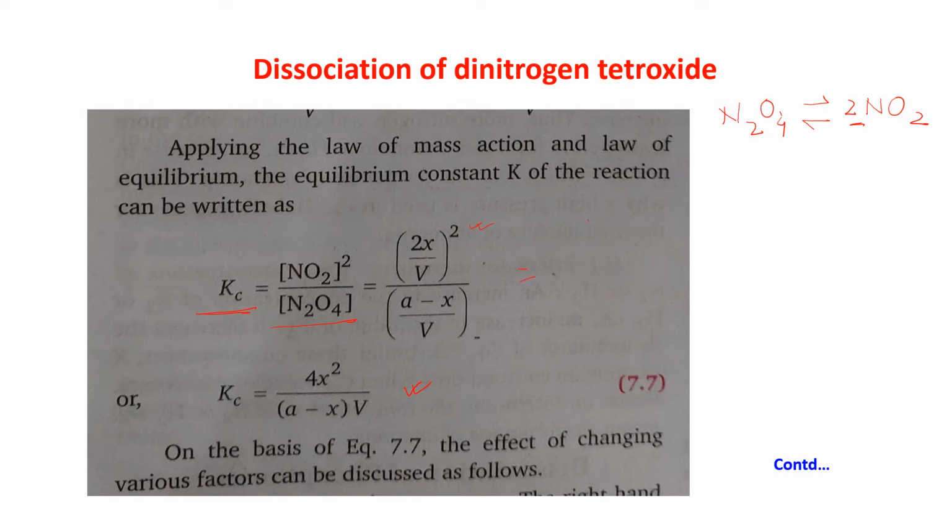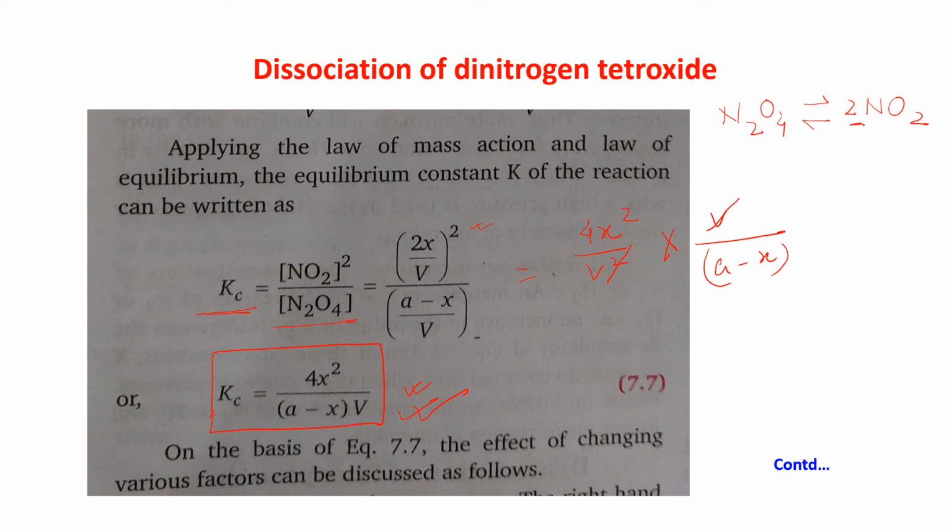Clear? Because this one we will get 4X square by V square. This will be into V divided by (A minus X). Now V and V square are getting cancelled. So we are getting 4X square divided by (A minus X) into V, this equation. Okay. Now, in this reaction, the effect of changing various factors will be discussed in the next slide. This is the Kc that we have got for this reaction.